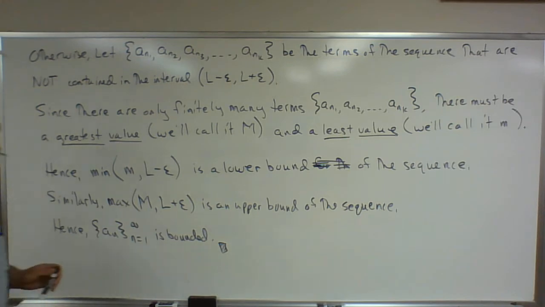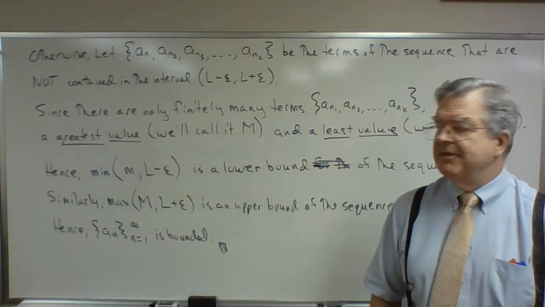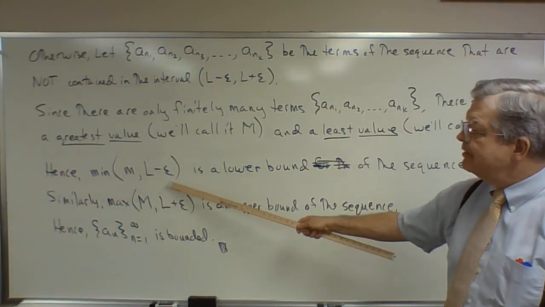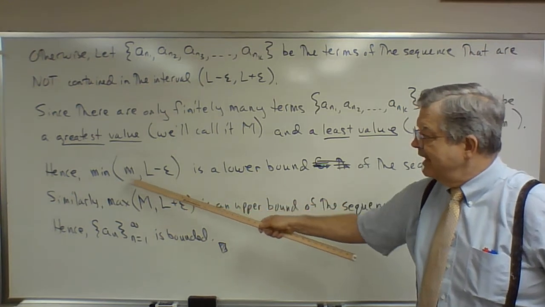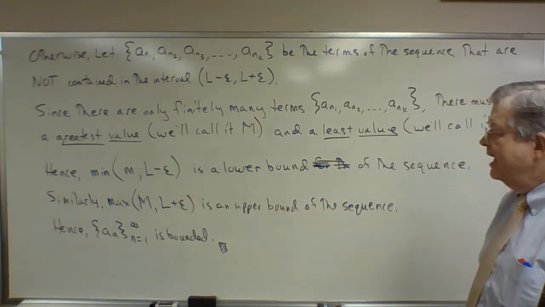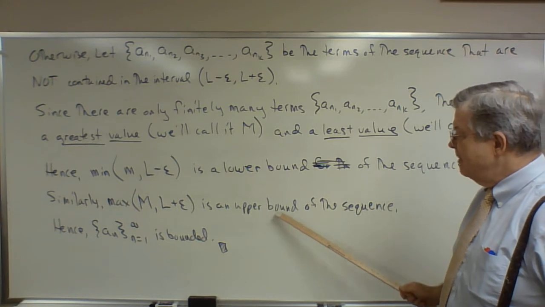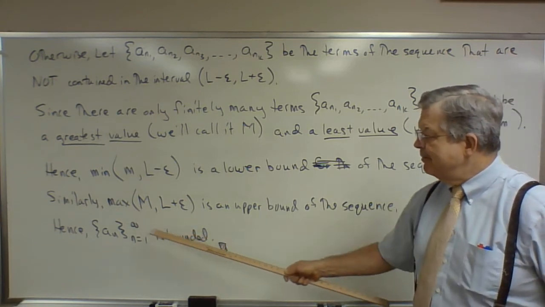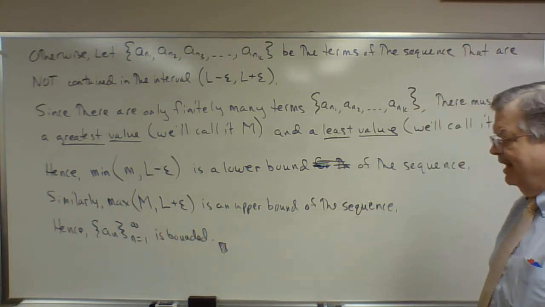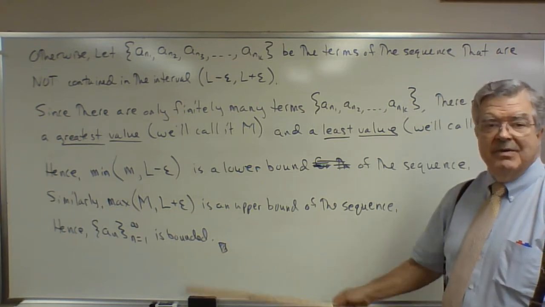So, we've established that our sequence has a lower bound, the lesser of little m and L minus epsilon, and our sequence has an upper bound, the greater of capital M and L plus epsilon. So, our sequence is bounded.